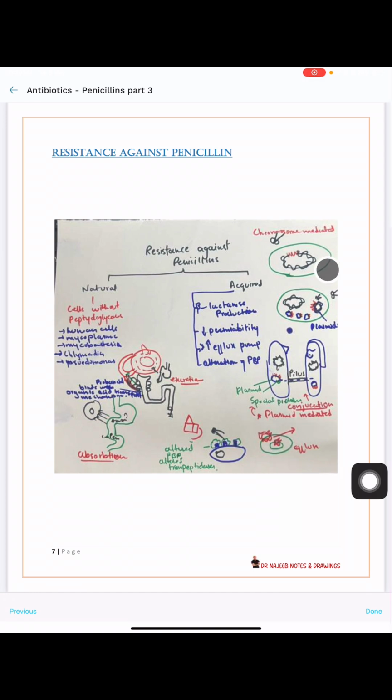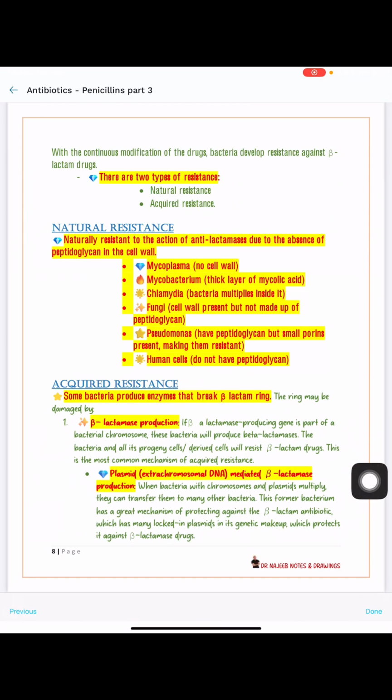So plasmid mediated and chromosome mediated resistance are there, and when the bacteria multiplies, it gives its progeny the gene for beta lactamase. And one bacteria can also give its plasmid to a completely different bacteria, so transferring beta lactamase to each other is possible. Now here we can see the efflux thing, and here is the altered PBP that alters the transpeptidases.